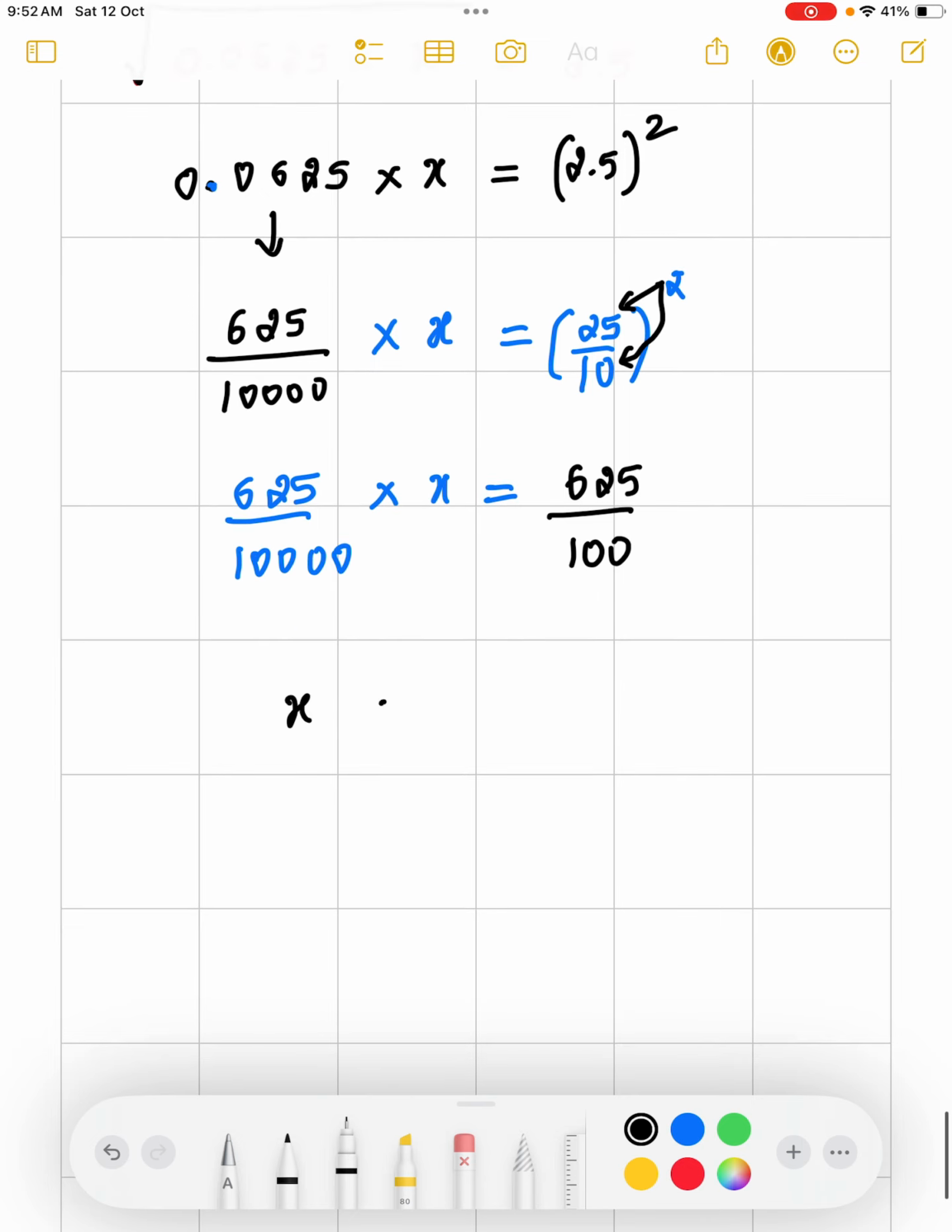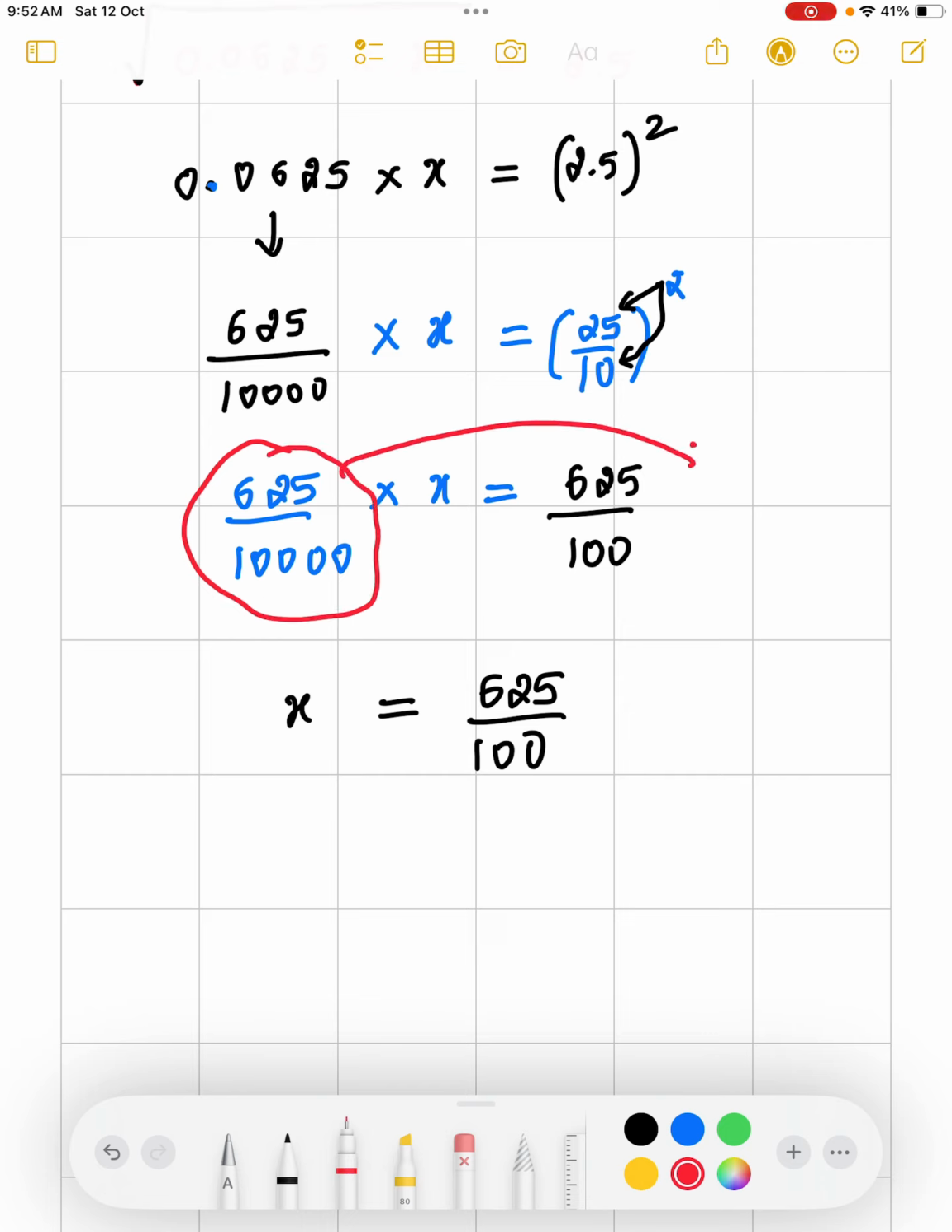Now I am going to transpose. I am going to simplify it. So what I am going to do? I am going to transpose this 625 by 10,000 to the RHS. So what happens? 10,000 goes to the numerator. 625 comes to the denominator.